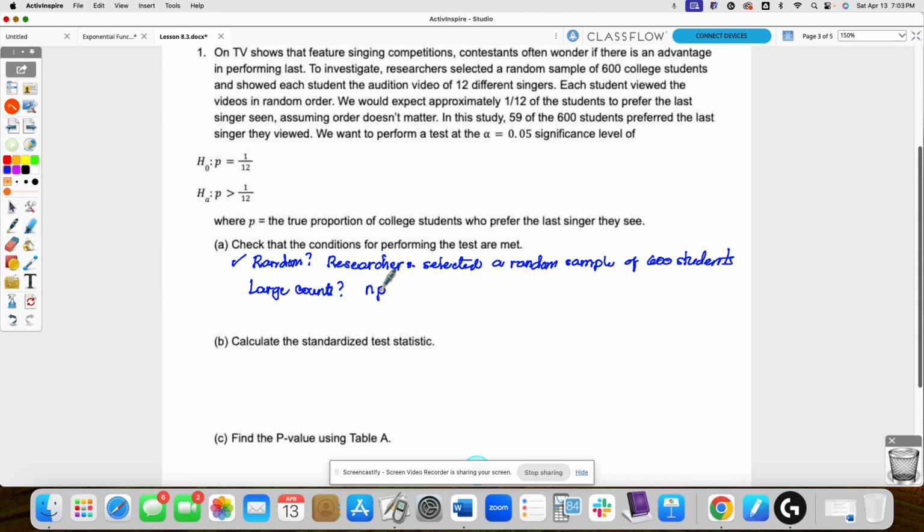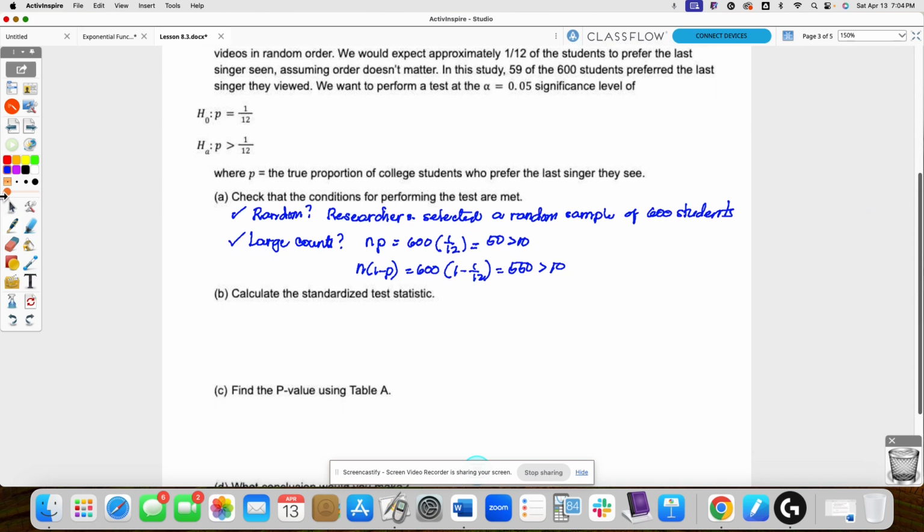And then the large counts. We want to calculate np, n here being 600 and p is 1/12, and that is equal to 50, which is greater than 10. And then n(1 minus p) is equal to 600 times (1 minus 1/12), which is equal to 550, which is also greater than 10. So the large counts are met. We can proceed.